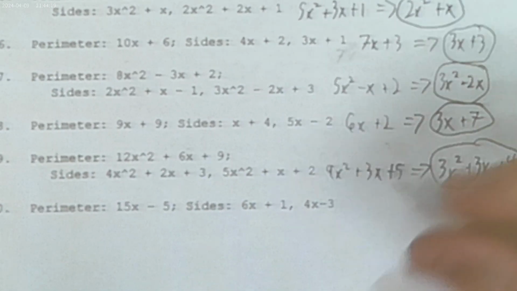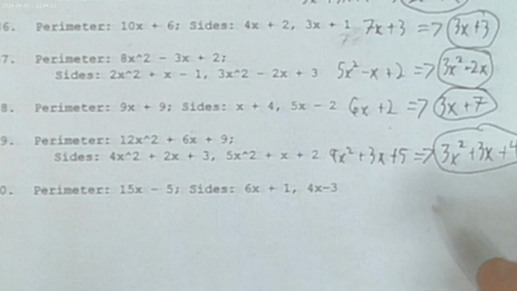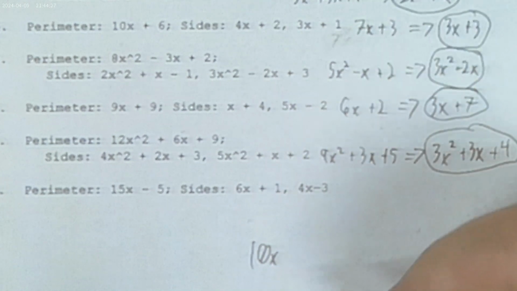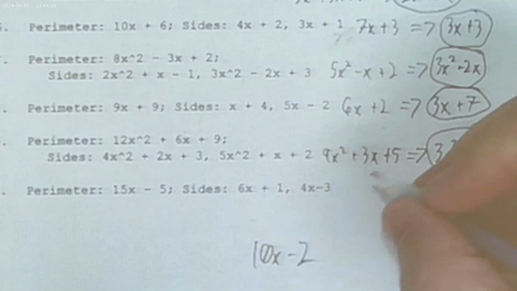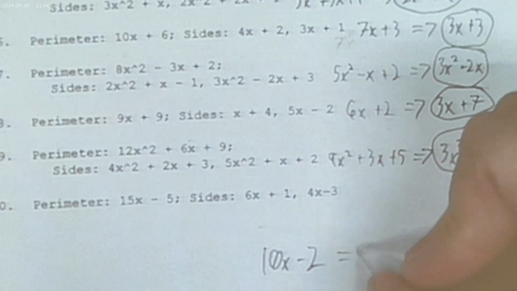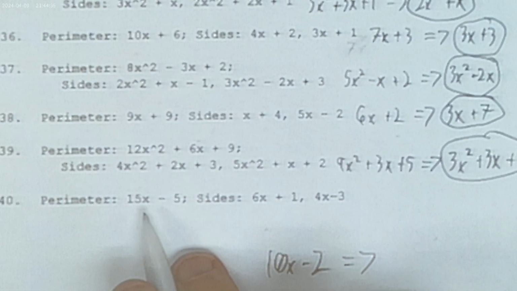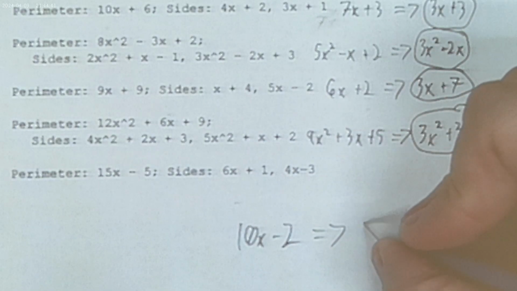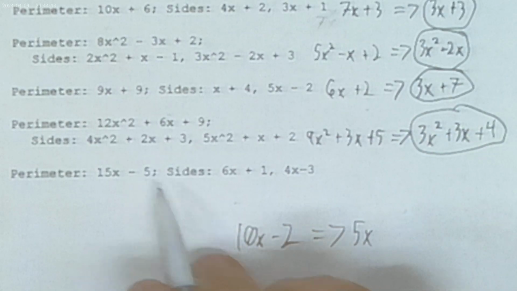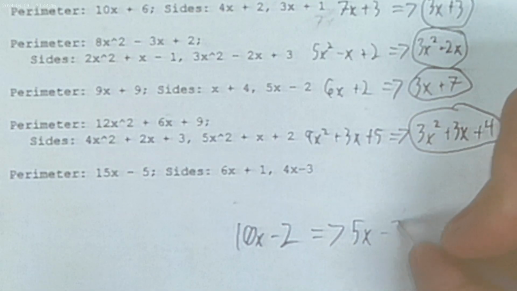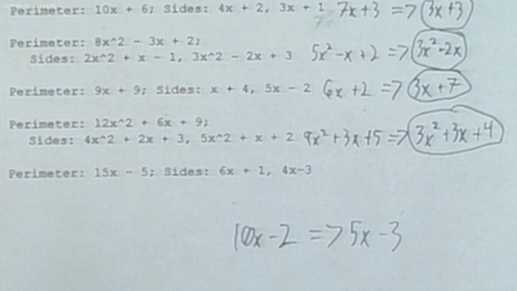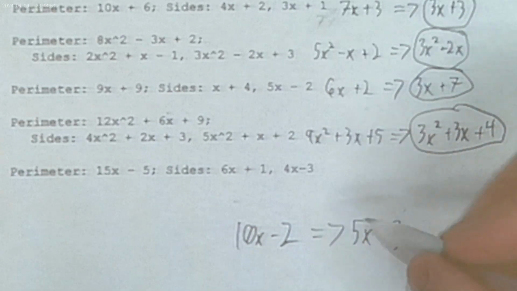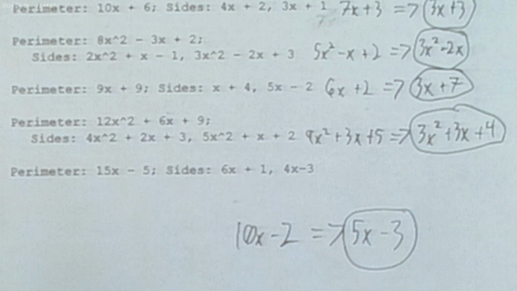Alrighty, for the last one, I'm going to use a little bit more space for this one. So 6x plus 1 and 4x minus 3, that gives me 10x. Plus 1 minus 3 is minus 2. And I have to come up with something that will add up to 15x minus 5. So 15x minus 10x will give me 5x. And then negative 5 minus negative 2 gives me minus 3. Negative 2 minus 3 is minus 5. 10x plus 5x is 15x. That's the missing triangle side.